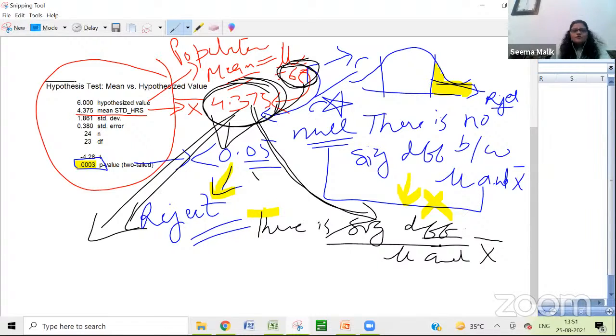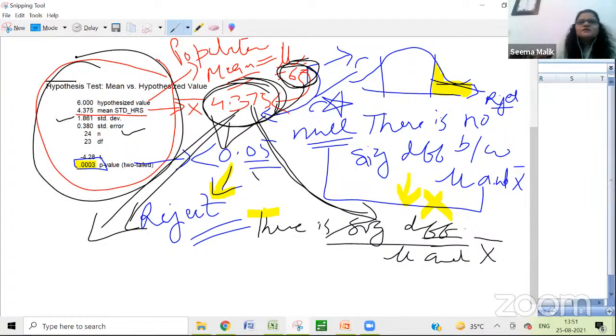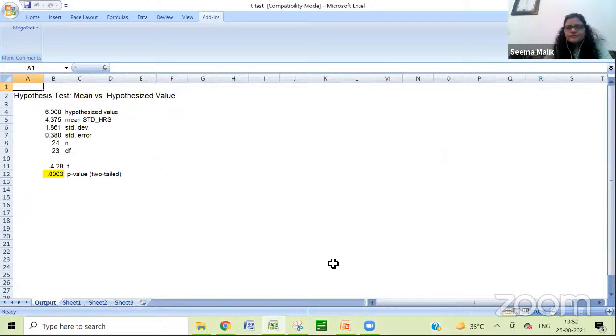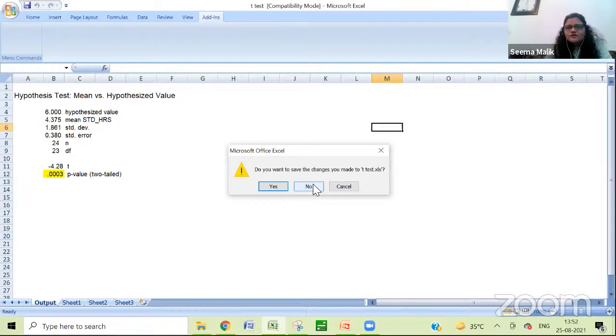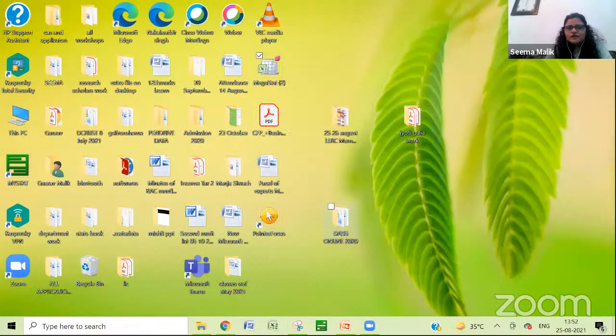Okay, so now I'm talking about the other things, like how these values come, that is 0.380 and 1.861. These are the results which we derived from Microsoft Excel. Here the hypothesis is rejected. Now I'm going to perform the same test in MYSTAT. Okay, so how are we going to do that? I'm performing the same steps in MYSTAT. So I am opening MYSTAT.